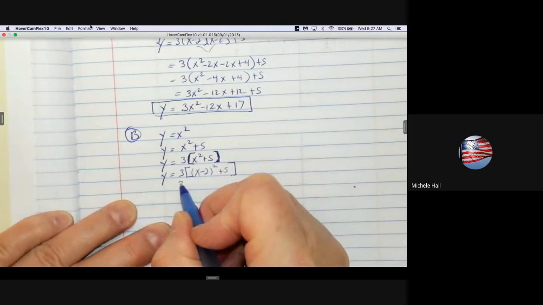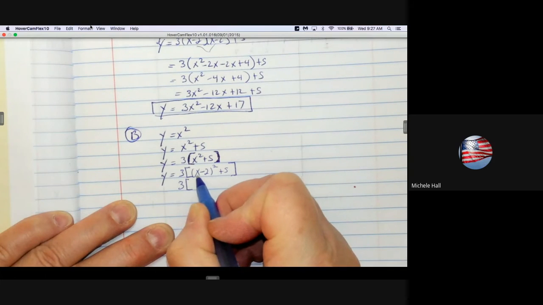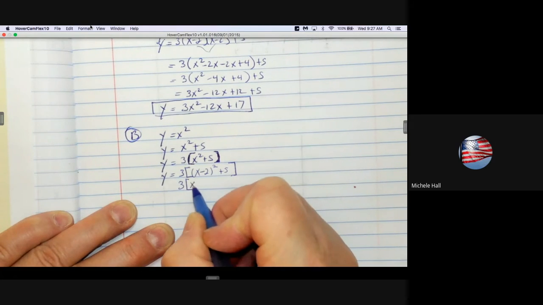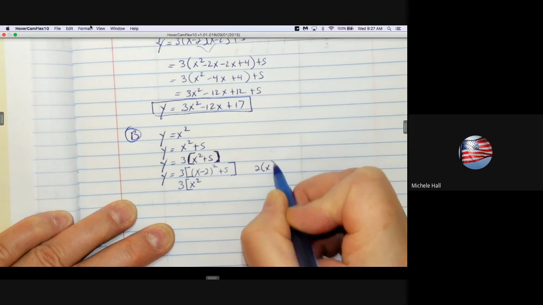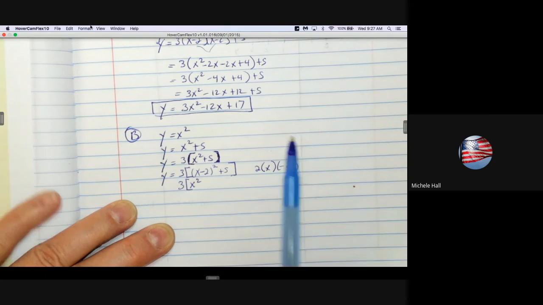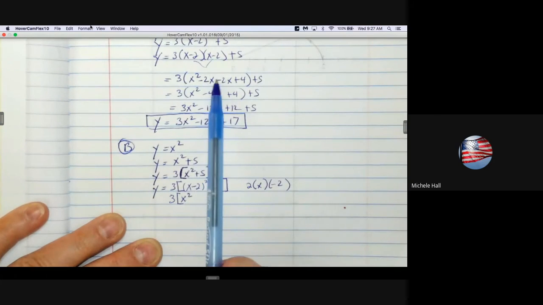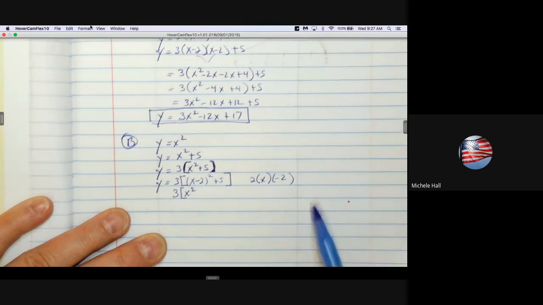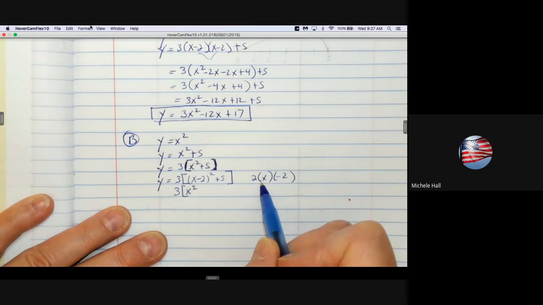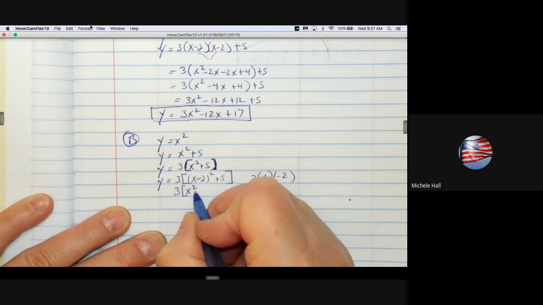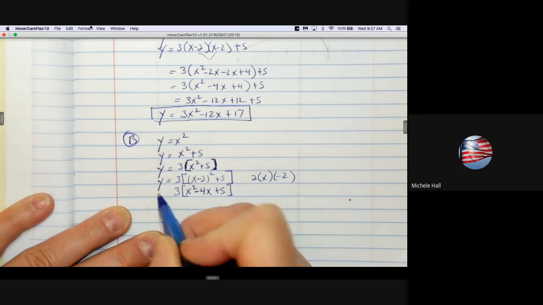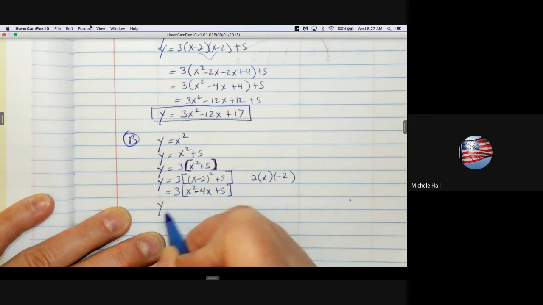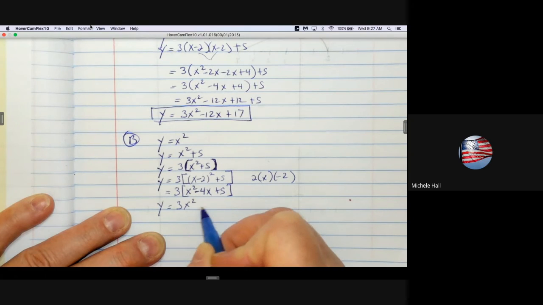So I would have 3 out front still. The first term is x times x, which is x squared. Remember, the middle term is 2 times the first term times the second term, because there are always 2 terms that are the same. So 2 times x is 2x, times negative 2 is negative 4x. Plus 5. And finish. We get y equals 3x squared minus 12x plus 15.